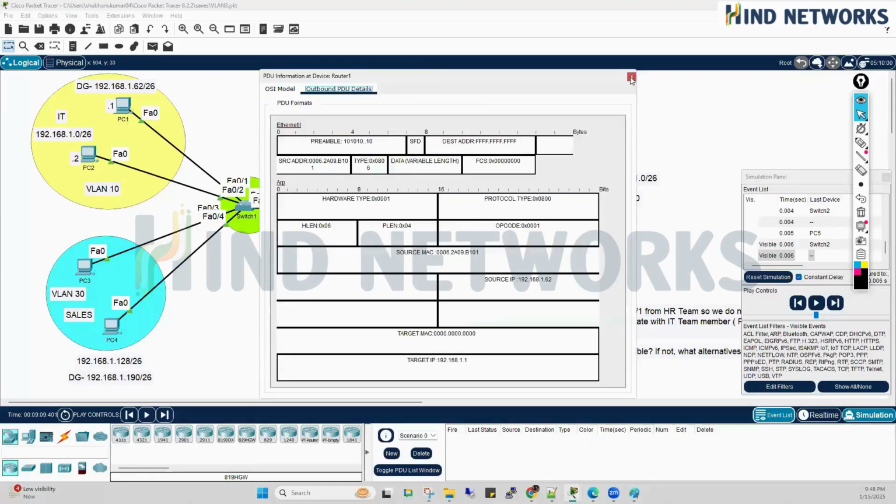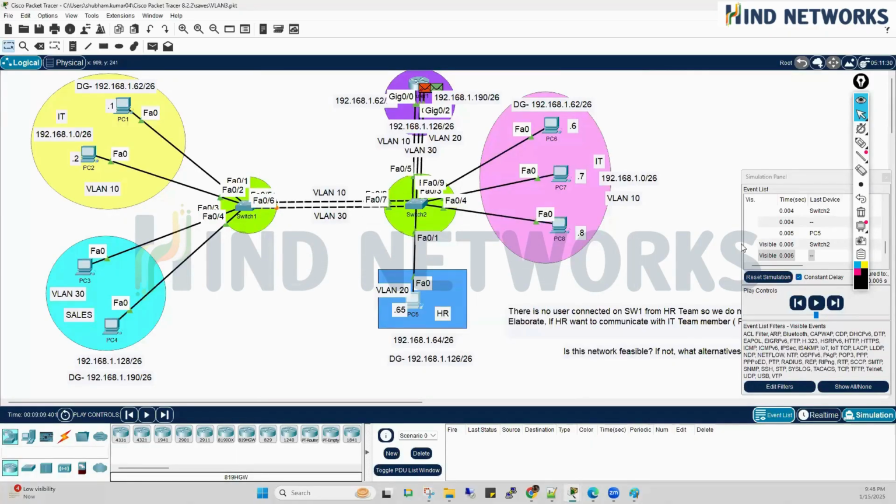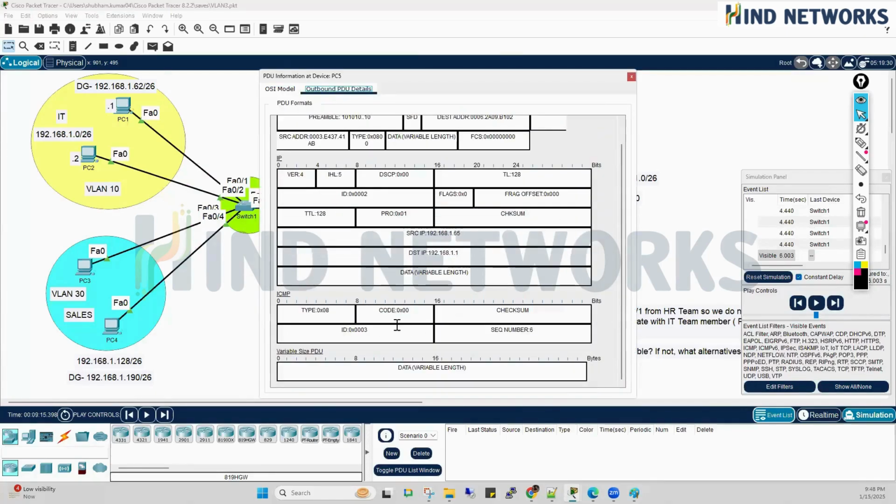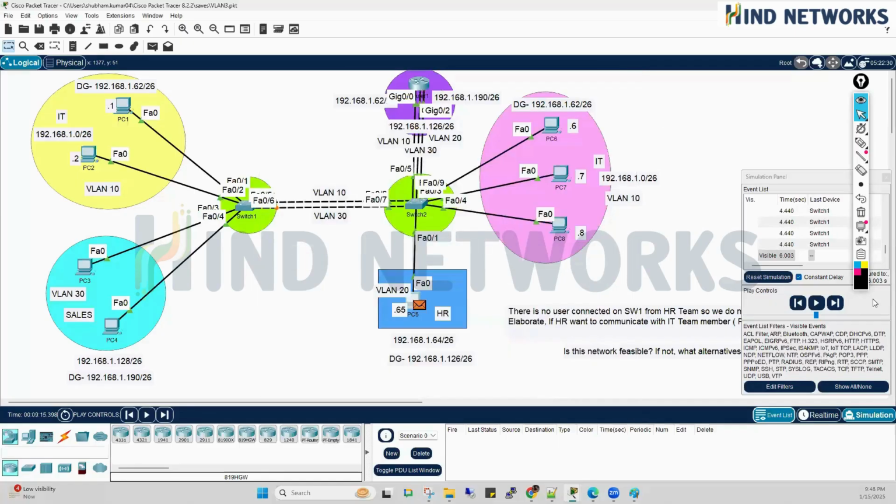Now, open this packet. This is the ARP packet. First of all, guys, ARP will exchange. See, ARP is exchanged here, everything. We need to discuss ICMP only. See, this is the packet. The ICMP packet, source IP 192.168.1.65, destination IP is 192.168.1.1. The packet reaches the switch. The switch forwards this packet to the router.